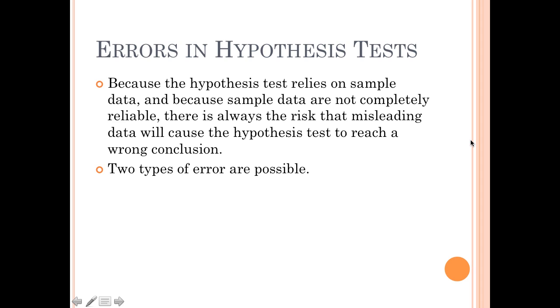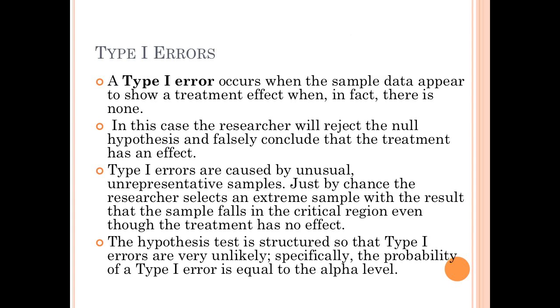So, errors in hypothesis tests. Because the hypothesis test relies on a sample, and because sample data are not completely reliable, there's always the risk that misleading data will cause the hypothesis test to reach a wrong conclusion. So there are two types of errors. A type 1 error occurs when the sample data appear to show a treatment effect when in fact there is none. There is no effect. In this case, the researcher will reject the null hypothesis and falsely conclude that the treatment has had an effect.